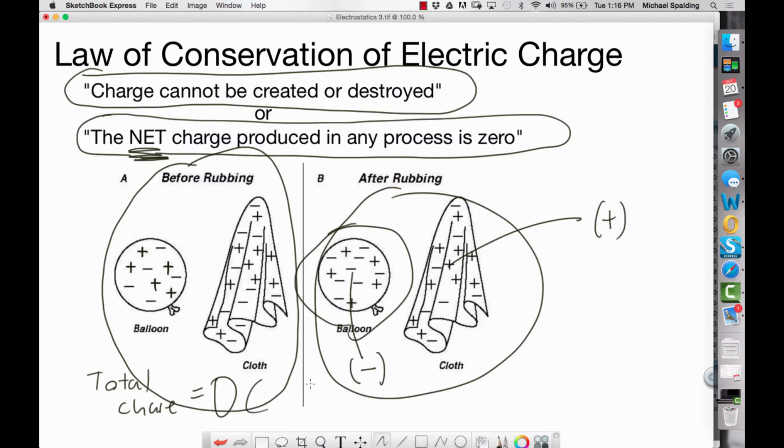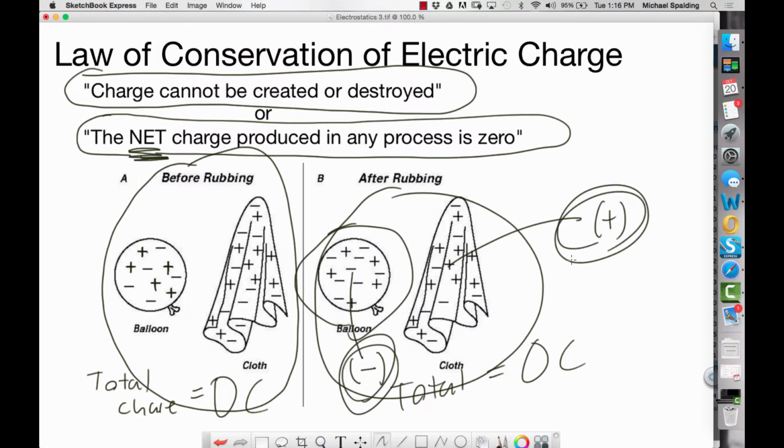0 coulombs. What's going to be the total charge over here? 0. Right? Total charge before equals total charge after. The total negative must equal the total positive. You're not going to be creating new charge as a result of rubbing the balloon. Does this concept make sense?